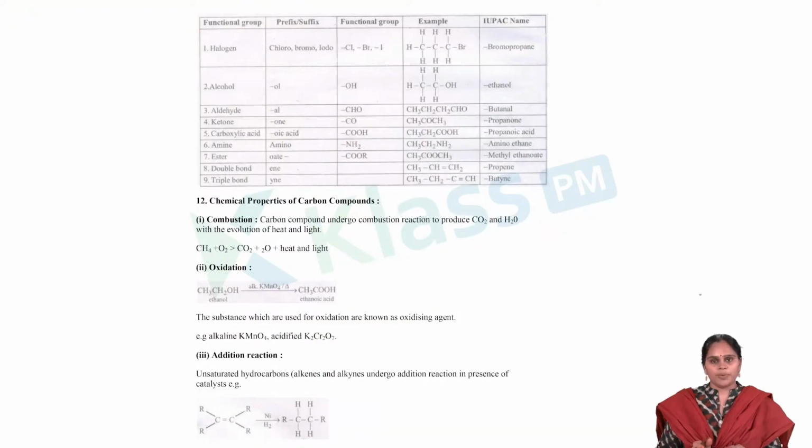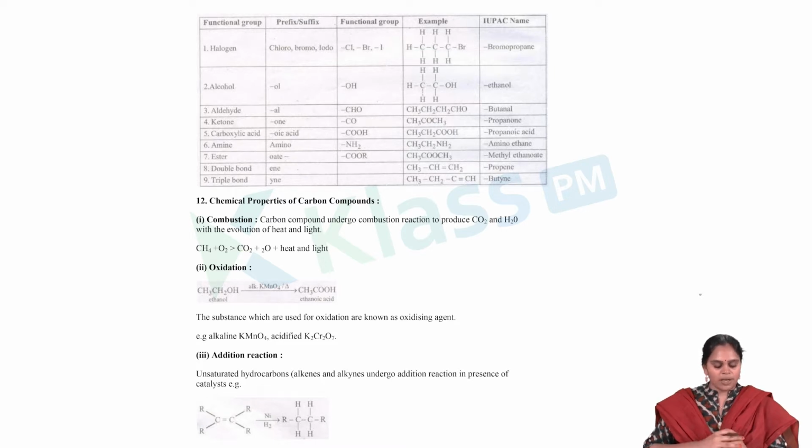Let us see the chemical properties of carbon compounds. The first property is combustion, then oxidation, then addition reaction and substitution reaction. These are the 4 major properties of carbon compounds. Let us see what combustion is. In combustion, a carbon compound undergoes a combustion reaction to produce carbon dioxide and H2O with the evolution of heat and light. So in the combustion process, it releases carbon dioxide and H2O with the evolution of heat and light.